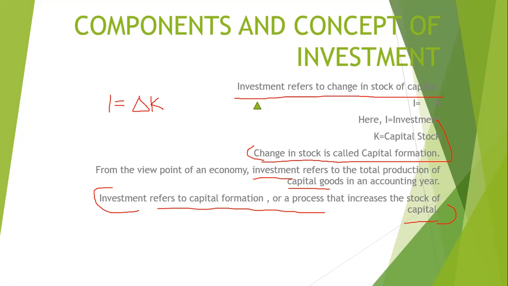Increases the stock of the capital, as I told you, from 10,000 at the start of the year to 15,000. So this 5,000 is basically my increase in stock of capital. This is my investment. This 5,000 is the amount of capital formed in a year, and that 5,000 is my investment.